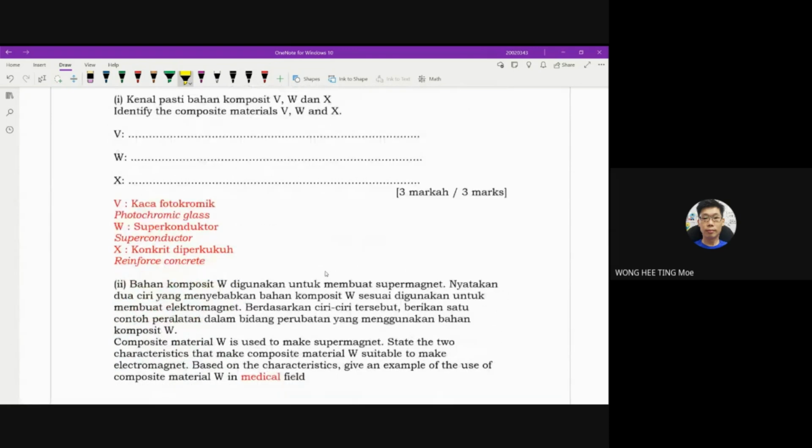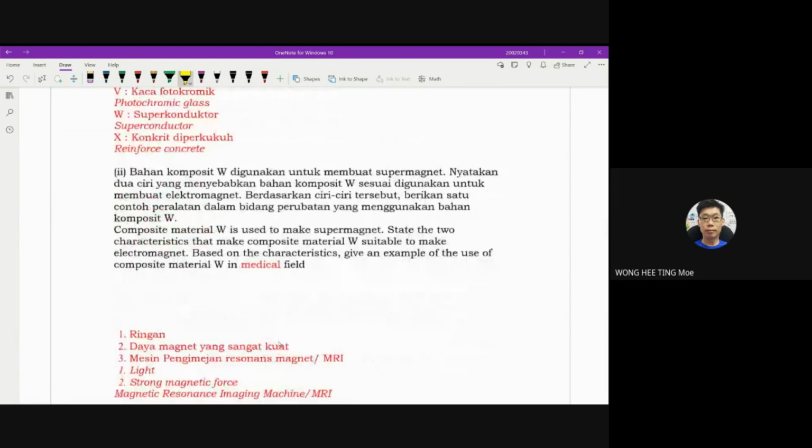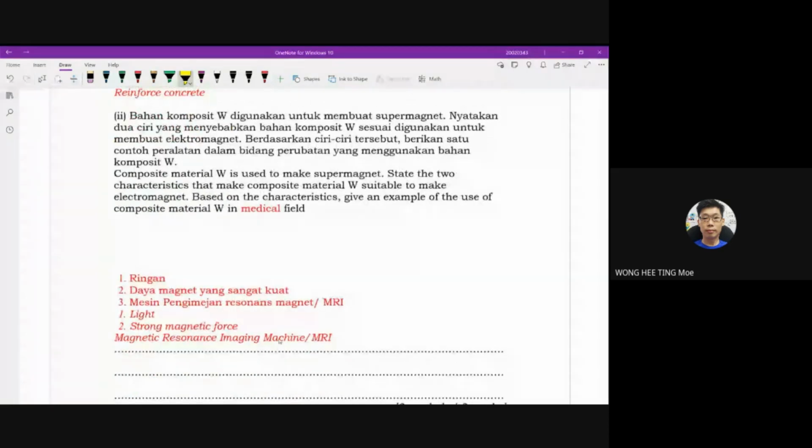So 3 marks. Now, composite material W. So W is the superconductor, used to make the supermagnet. State the 2 characteristics that make the composite material W suitable to make the electromagnet. Based on their characteristics, give an example of the use of composite materials in the medical field. So what are the characteristics of superconductor? It is light, with strong magnetic force. Then it can be used in the medical field, right? So the magnetic resonance imaging machine, MRI.